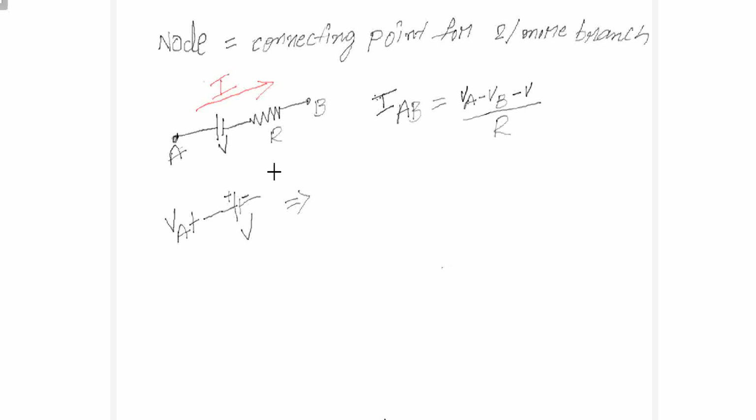And we can consider one more way also. Here the voltage is moving from positive to negative. That is, the voltage is dropping. That's why we are considering minus V. Like that also you can consider. So this is the case.